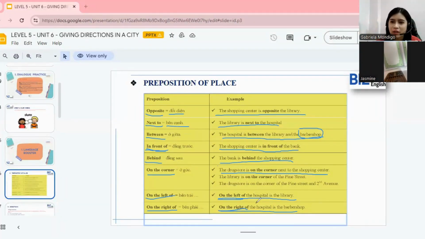For example, do you know which part of your hand is left and which one is right? This is left. This is right. Okay. So the place that is on the left side, you say "on the left of" it.